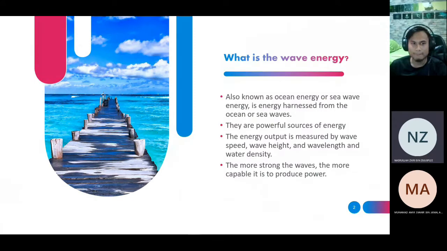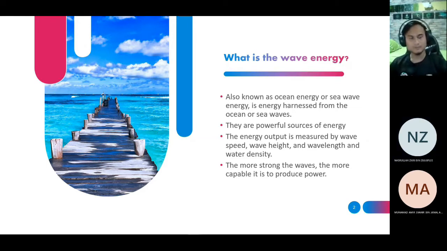What is the wave energy? So, wave energy, also known as ocean energy or sea wave energy, is energy harnessed from the ocean or sea wave. Wave energy or wave power is actually power drawn from waves. When the wind blows across the sea surface, it transfers the energy to the wave.